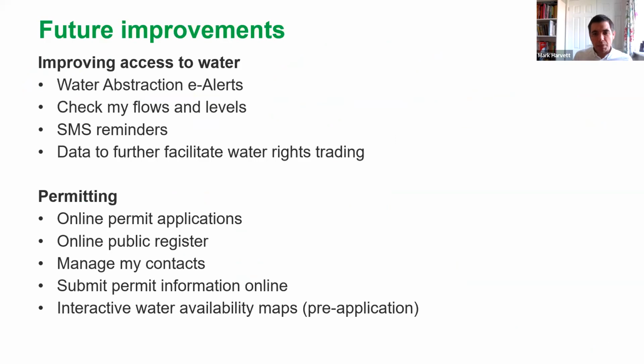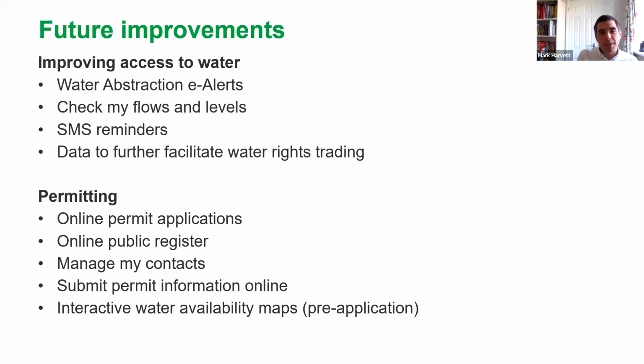So we've got this service, it's in place, and it's growing all the time. We've got plans to grow the service, and there are two main areas that we're looking at. The first is improving access to water, and the second is permitting. In terms of improving access to water, I'll talk about the abstraction e-alerts in a moment, but we want to allow abstractors to see live flow and river level and groundwater, so river flow data and groundwater level information for their abstraction licenses, so they can see what's going on in their local area. We also want to send SMS or text reminders with these water abstraction alerts, as an option.